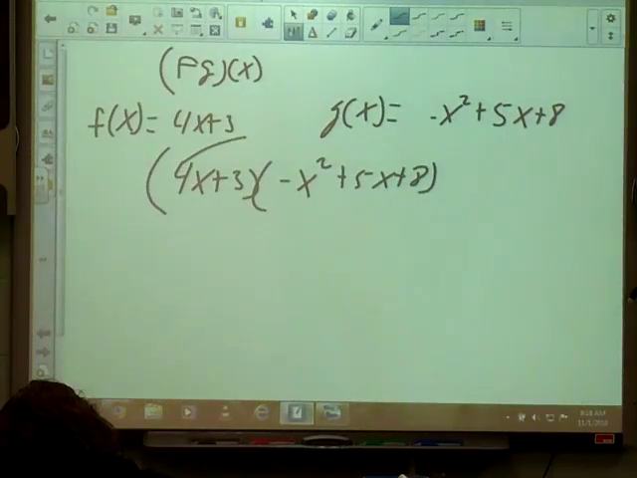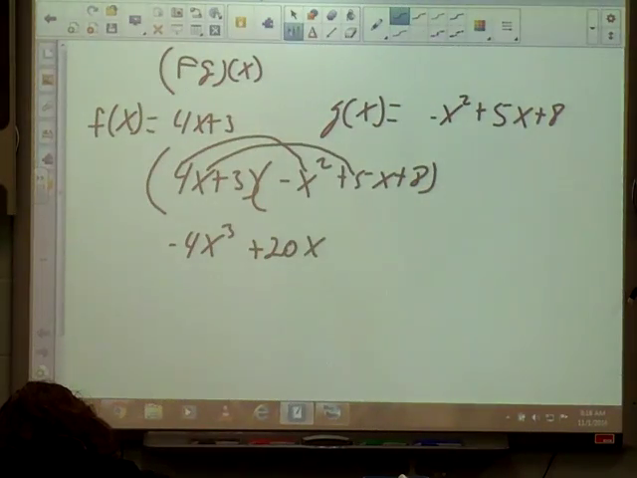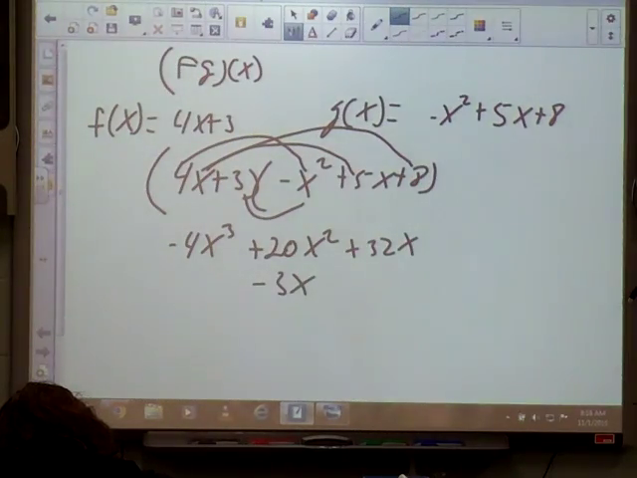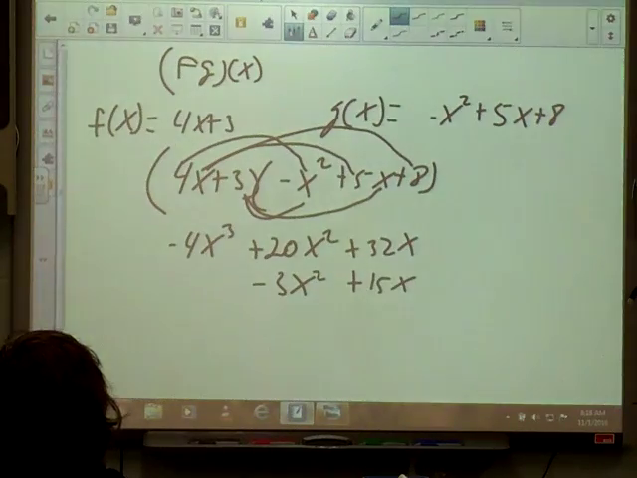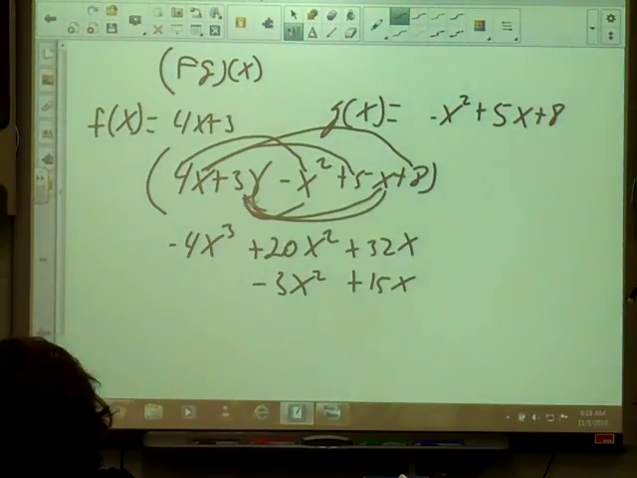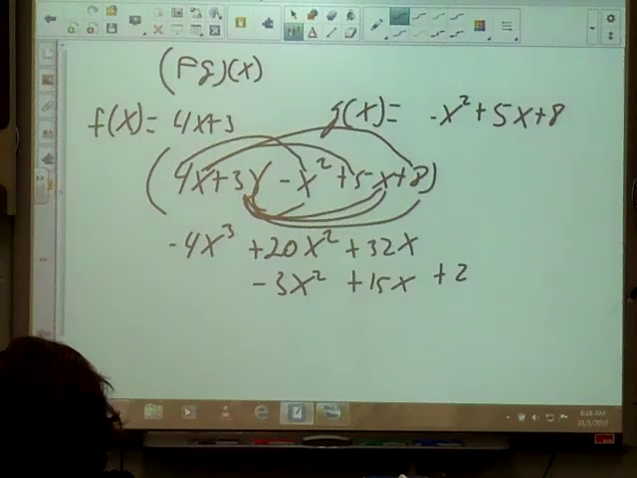So that gets me negative 4x cubed, 20x squared, and 32x. And I go with the 3, negative 3x squared, 15x, and 24. Whoops, missed the 8, there we go, 24.